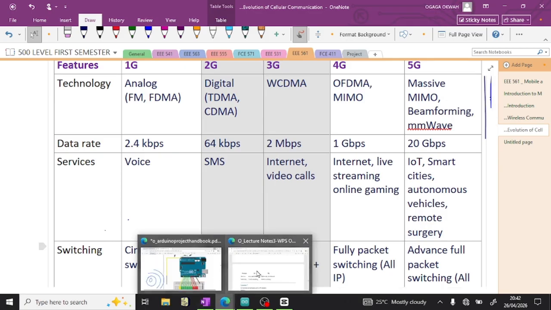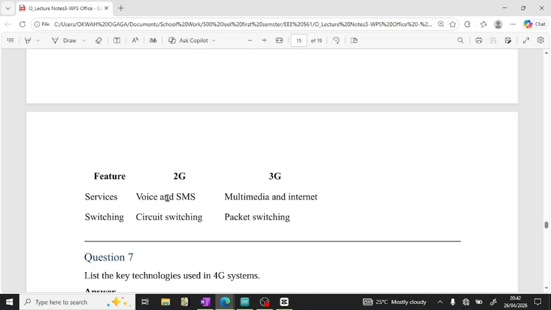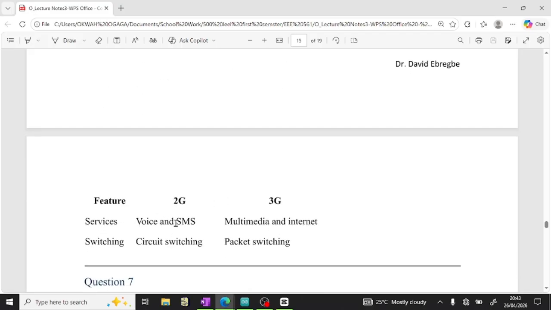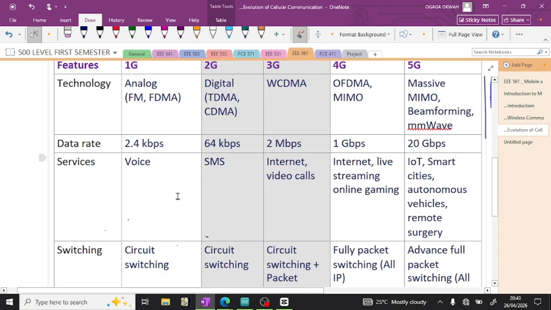Like we explained here already, for 2G they use TDMA and CDMA. This one uses wideband CDMA. This one is up to 64 kilobits per second, and this one is up to 2 megabits per second. And then of course voice and SMS. Then this one, multimedia and internet. Circuit switching, and this one is packet switching, just like what we have here already. Oh, I removed the voice, sorry. I think I should just leave the voice there.